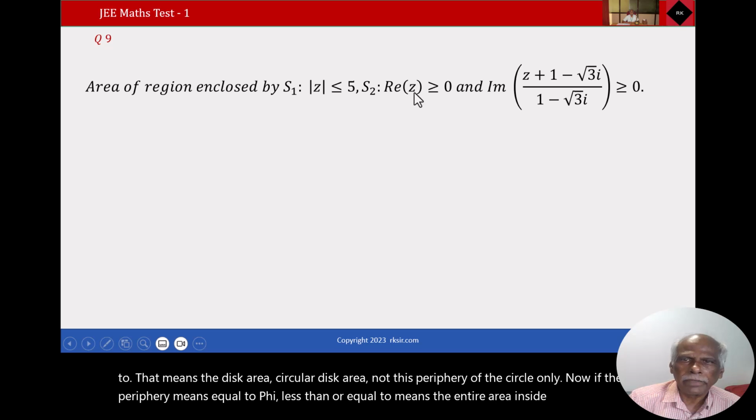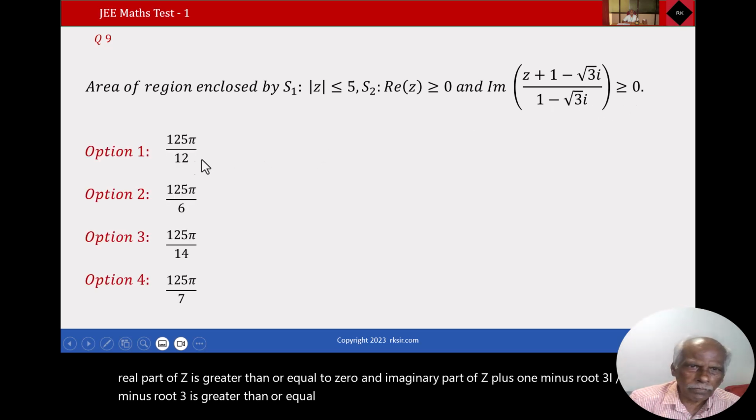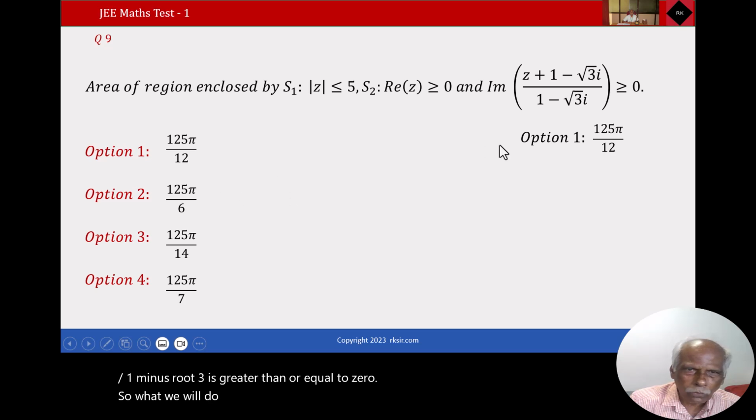And the real part of Z is greater than or equal to 0, and the imaginary part of (Z + 1 − √3i) divided by (1 − √3i) is greater than or equal to 0. So the answer is 125π/12, option 1. We will see how to get it.